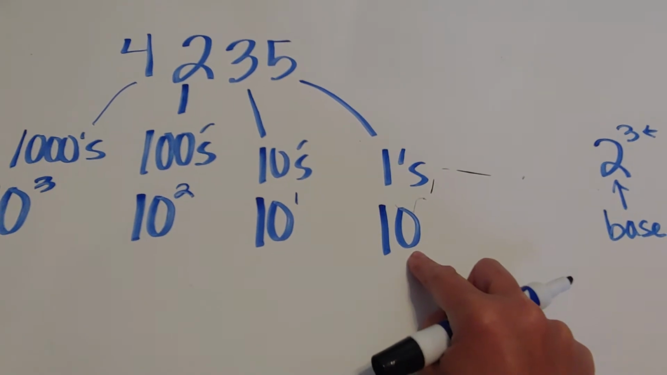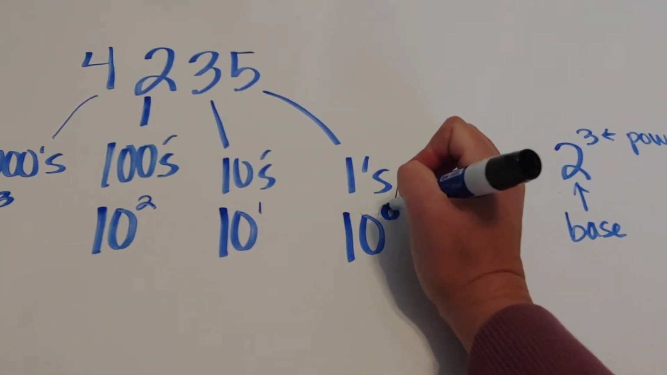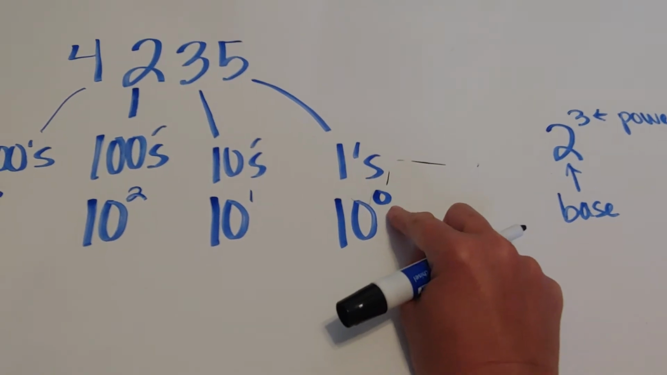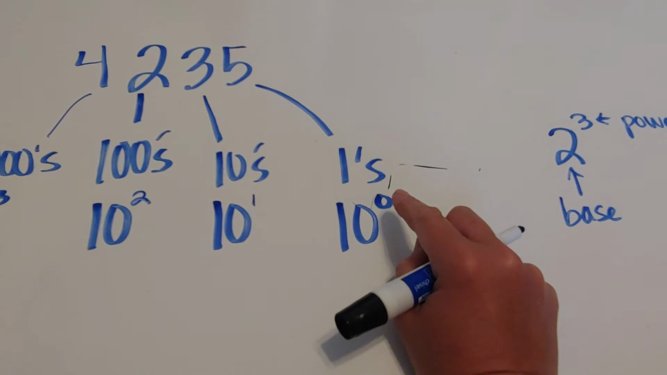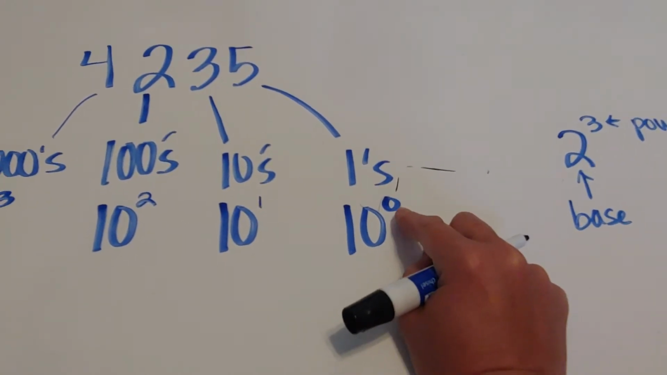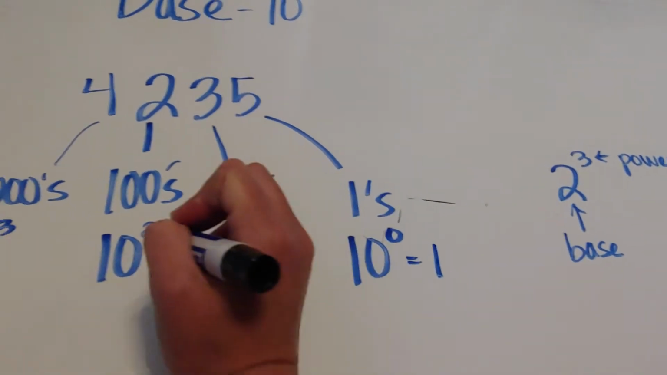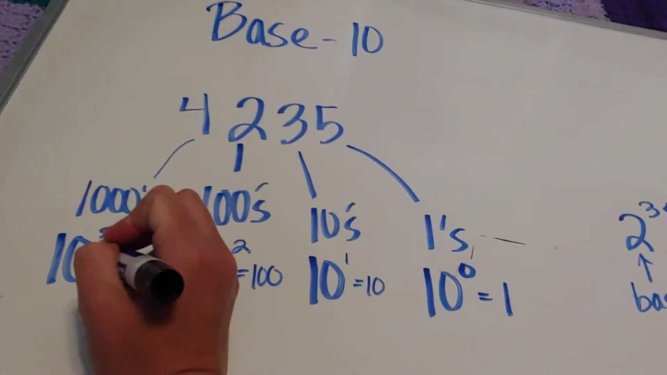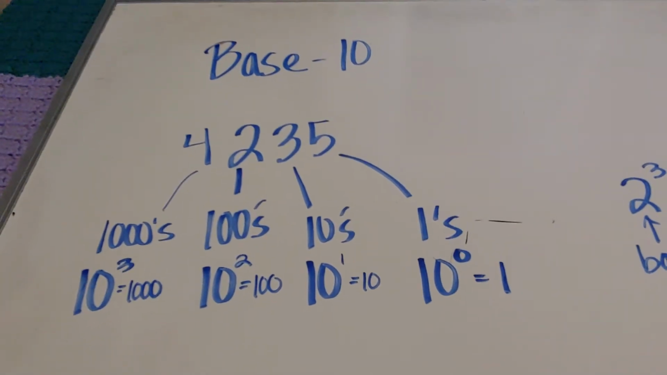And then over here, you're probably going, Jen, how am I going to get a 1? That's 10 to the 0th power. You may not remember that, but when you have anything to the 0th power, it ends up equaling 1. So that equals 1. This equals 10, this equals 100, and this equals 1,000. That is why our system is called base 10.